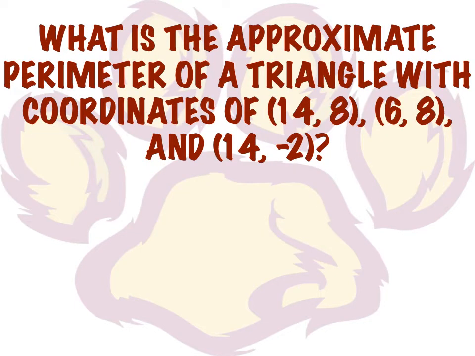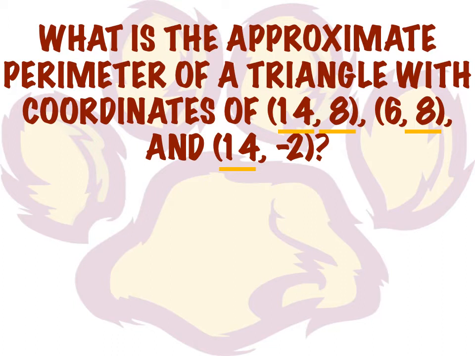So for the problem, what is the approximate perimeter of a triangle with coordinates of 14, 8, 6, 8, and 14, negative 2? The first thing we need to do is find matching x values. In this problem, you can see the 14s are the matching x value. And we also need to find the matching y values. Our matching y values are the 8s.